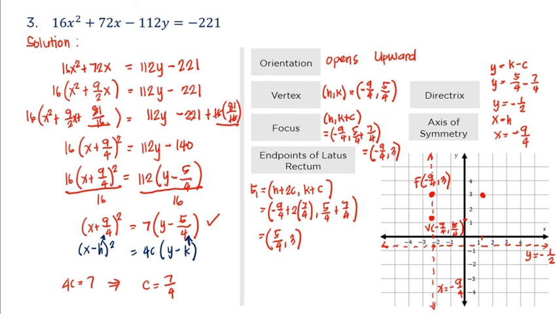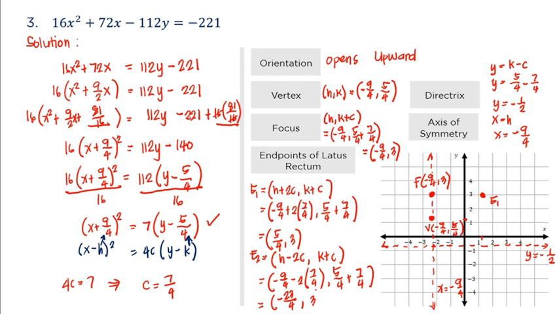Now, E sub 2, the second endpoint. Here we subtract 2c from h, with k plus c. So we have negative 9 over 4 minus 2 times 7 over 4, comma, 5 over 4 plus 7 over 4. So we have negative 9 minus 14, that is negative 23 over 4, comma, 3. Negative 23 over 4 is negative 5 and 3/4. So somewhere here is our E sub 2.